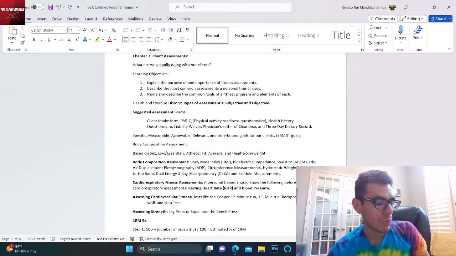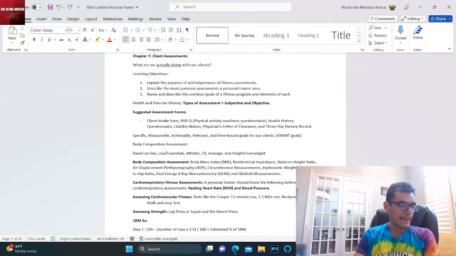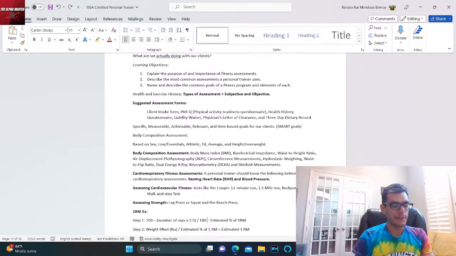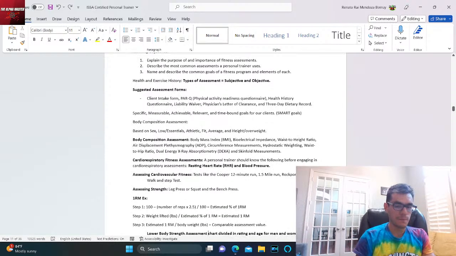The one repetition max test is the maximum weight in one repetition that you can lift. For a one repetition max example, step 1: 100 minus the number of reps times 2.5, divided by 100, to estimate your one repetition max. Step 2: the weight lifted divided by the estimated percentage of one repetition max. Step 3: the estimated one repetition max divided by the body weight, which gives a comparable assessment value.